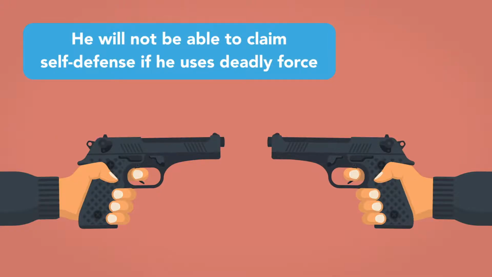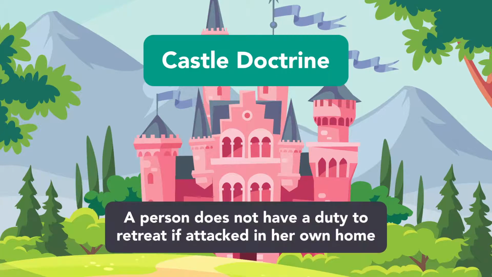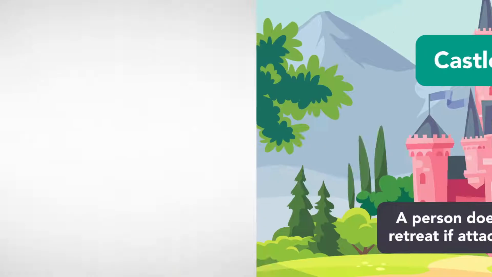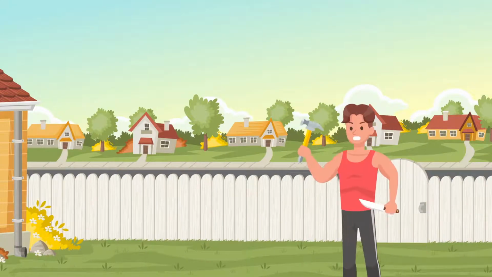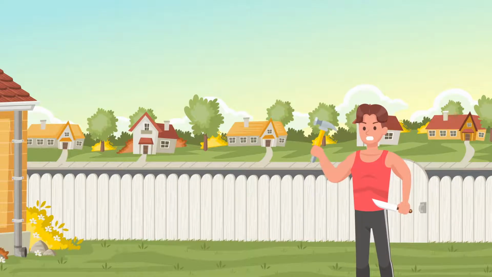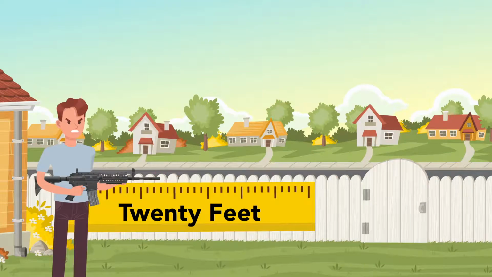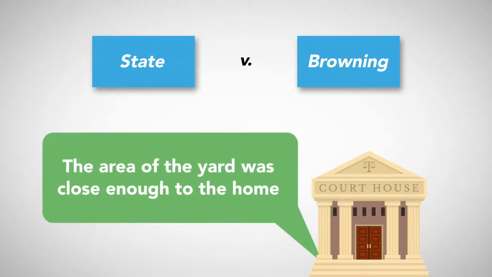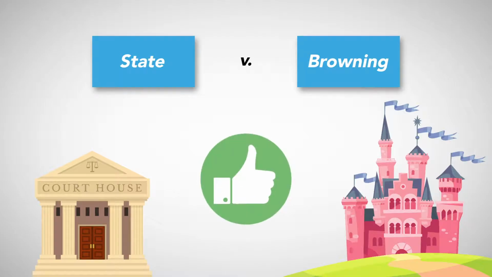One exception to the duty to retreat is the castle doctrine. Under the castle doctrine, a person does not have a duty to retreat if attacked in her own home. For example, in the North Carolina case, State v. Browning, the defendant's brother advanced towards him with a hammer and a knife in an area of the yard about 20 feet from his back door. The defendant fatally shot his brother. The court held that the area of the yard was close enough to the home so as to entitle the defendant to the benefit of the castle doctrine and to stand his ground.